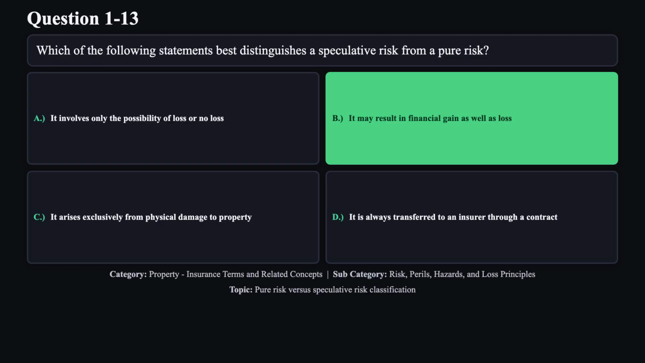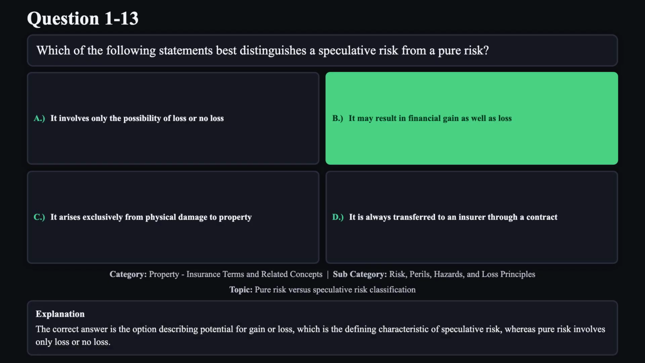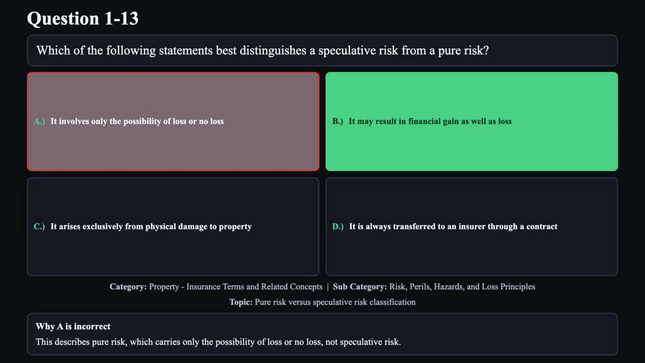The correct answer is B. The correct answer is the option describing potential for gain or loss, which is the defining characteristic of speculative risk, whereas pure risk involves only loss or no loss. Reason A is not correct. This describes pure risk, which carries only the possibility of loss or no loss, not speculative risk.